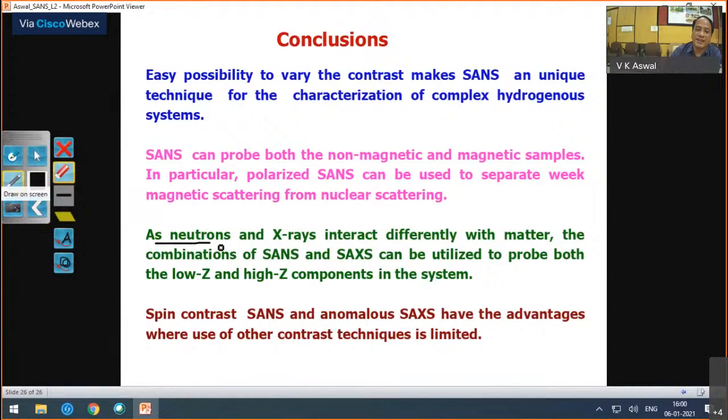And then as neutrons and X-rays interact differently with matter, the combination of SANS and SAXS can be utilized to probe both the low Z and high Z components in the system. And that is the reason these days when you see a neutron source, you also see an X-ray source next to it. And then if you can, spin contrast SANS and anomalous SAXS have the advantage where the use of other contrast techniques is limited. So if you think there is a possibility, you should also think of using spin contrast SANS and anomalous small angle X-ray scattering.